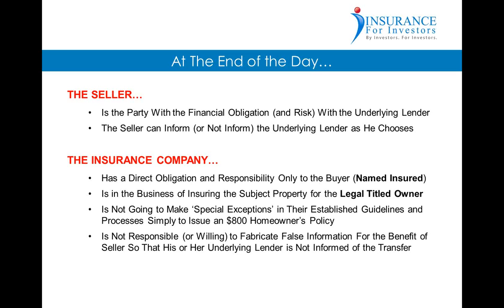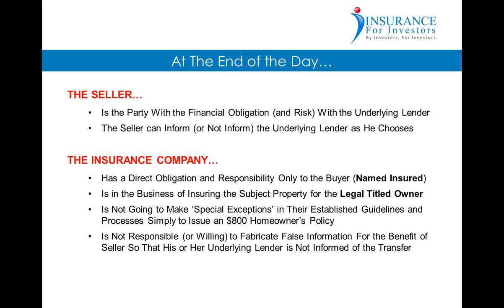Now, at the end of the day, the seller is the party with a financial obligation or promissory note with the underlying lender. They may have transferred the equitable and or legal title to the property, but the underlying mortgagee still has a promissory note with them. The seller, at their discretion, could choose to inform or not inform that underlying lender of the property transfers.